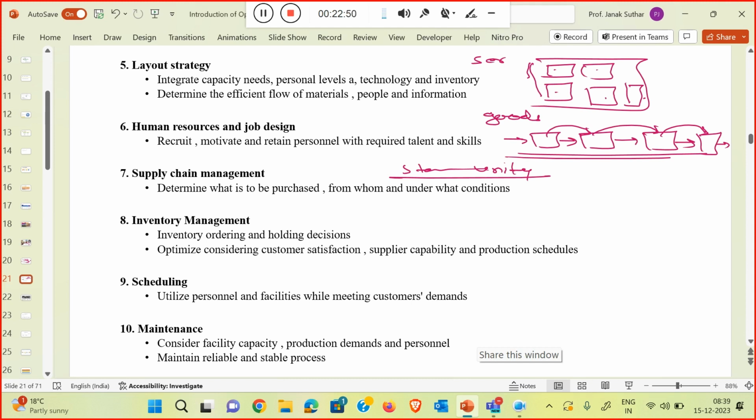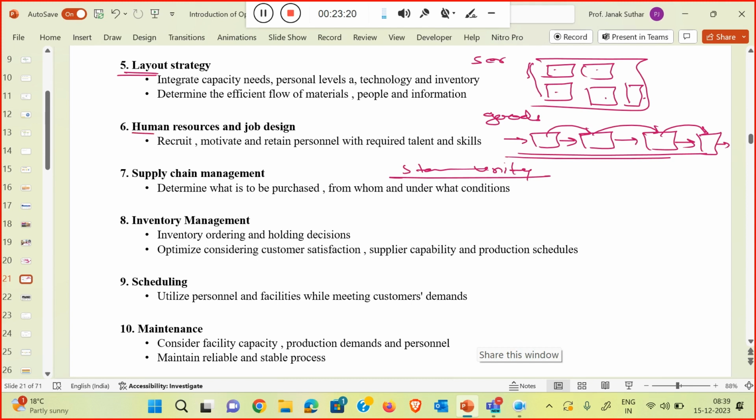If I talk about the automobile industry, there we are producing the same type of product, so their layout will be different. Okay, if I talk about the food and FMCG industry, their layout will be different, because they come under the batch type of production system. So layout also plays a critical role, and what type of layout is required, that we will discuss in the coming session, but that is also one of the main parts of operations management.